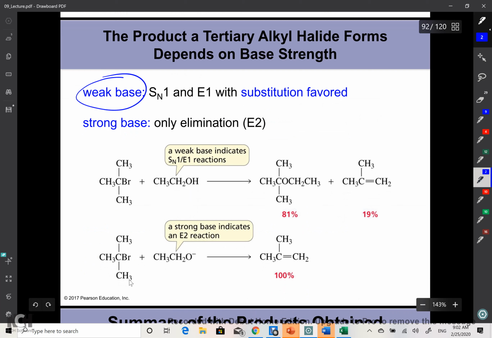Again, when you have a weak base, in SN1 and E1, substitution is favored. Does that make sense? If you have a weak base, substitution is favored. Again, I will quote the example that we had in the lab. Our base was Cl minus, and Cl minus is a weak base, and so it favors substitution. But if you have a strong base in there, chances are that you have an elimination product.